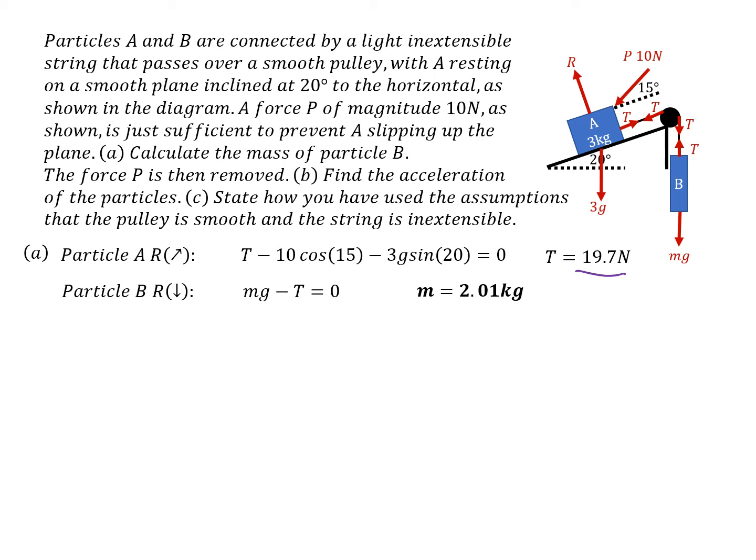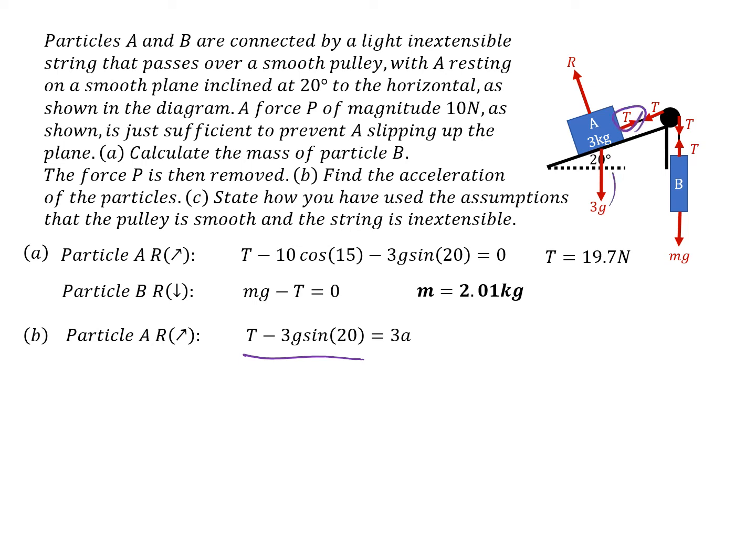So what about part B? Now for part B, the force P is removed. So this force here is now removed. And we're looking at particle A now, resolving up the plane. We've got T minus 3g sine 20. So we've got the T up the plane and then 3g sine 20 down the plane. And that's the resultant force, which equals the mass times the acceleration.